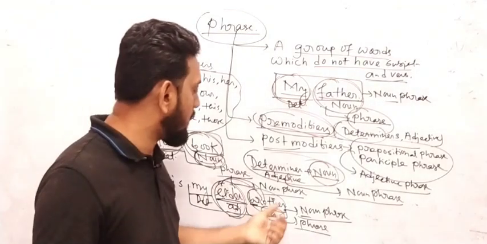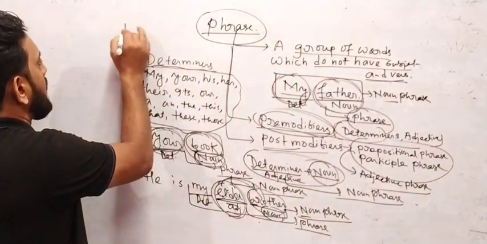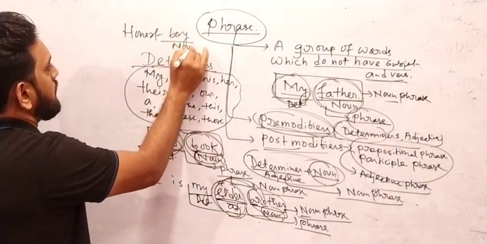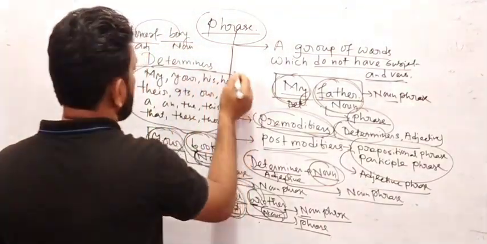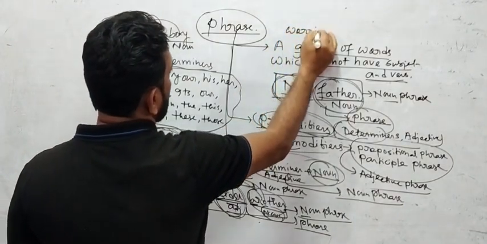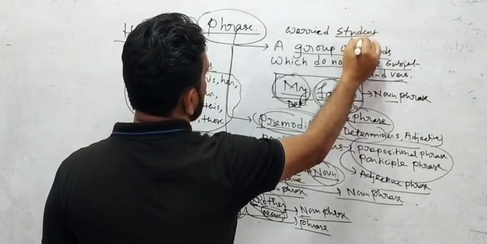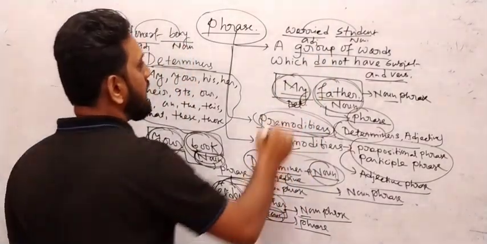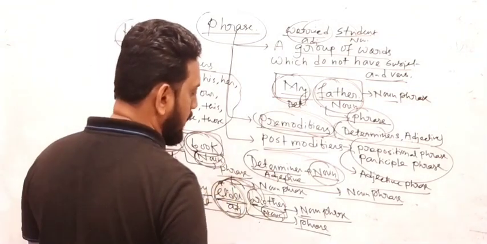You can also use them separately, determiner plus noun, adjective plus noun. Let me give you some examples. If I write honest boy, here boy is a noun and honest is an adjective. What kind of boy? Honest boy. Another example, worried student. Here student is a noun and worried is an adjective. What kind of student? Worried student. Here elder is an adjective. I can write a lot of examples.